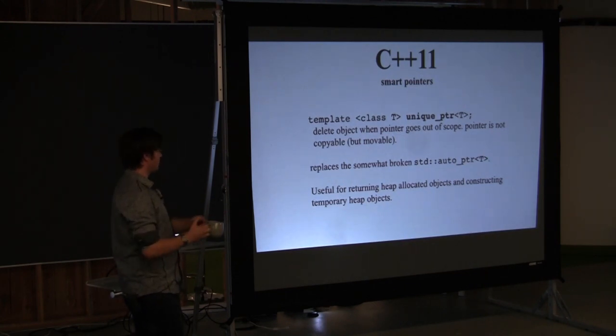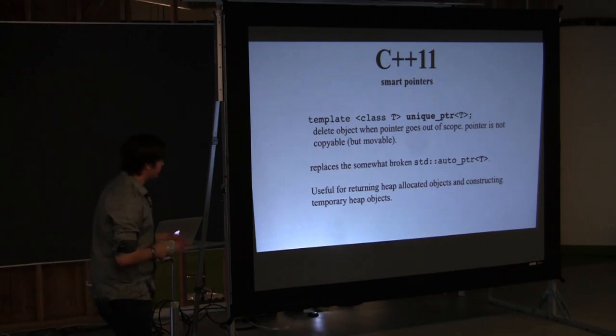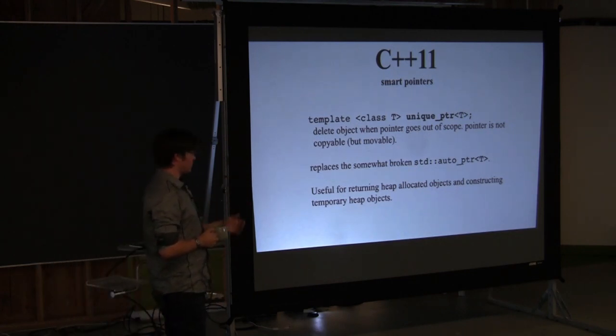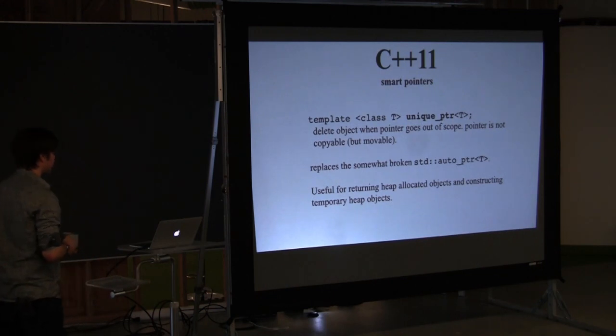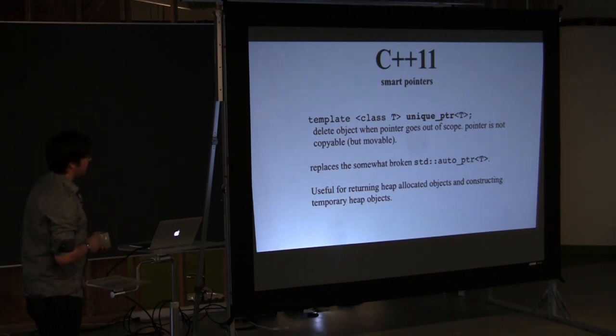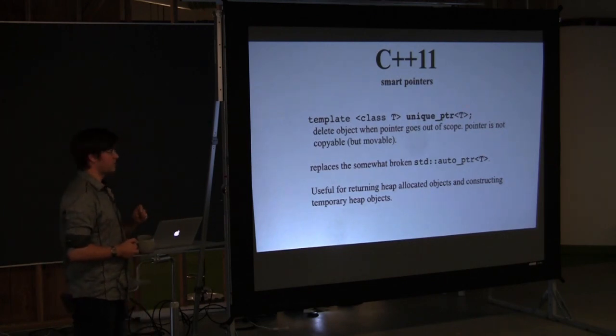It holds an object that's allocated on the heap, and when it goes out of scope, it will delete the object. It replaces the previous auto pointer because auto pointer has broken semantics and should never be used, really. Unique pointer is very useful if you, for some reason, have to allocate something on the heap, but you only want it within your scope.